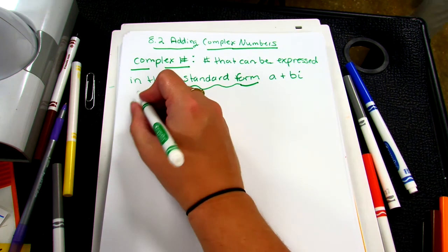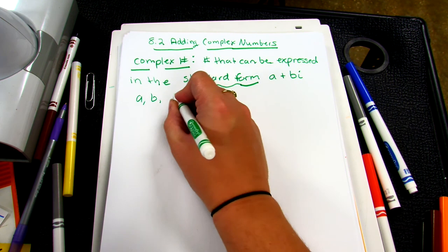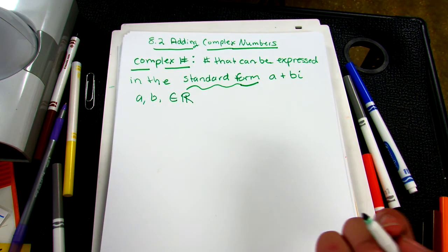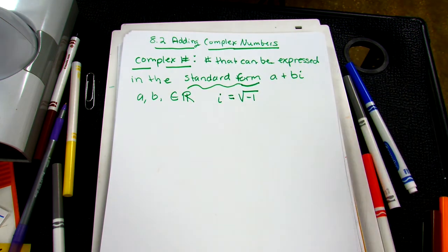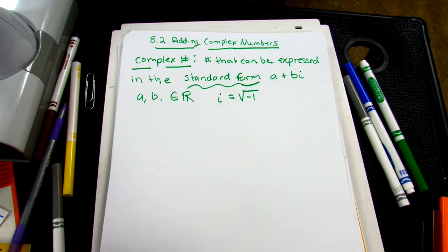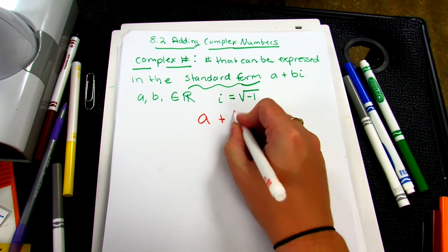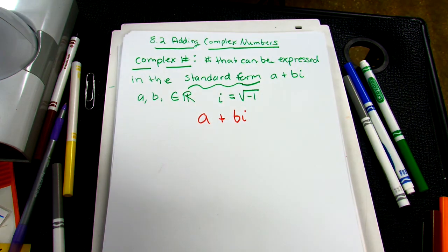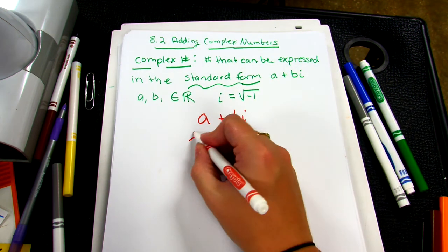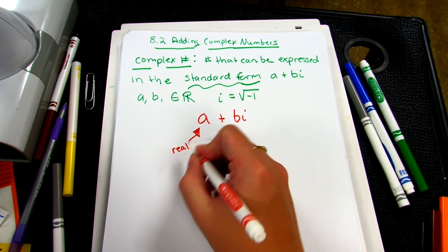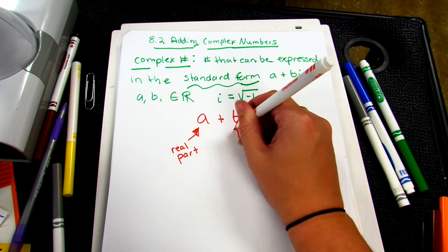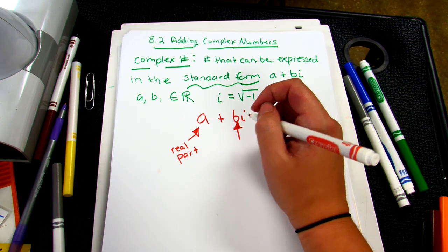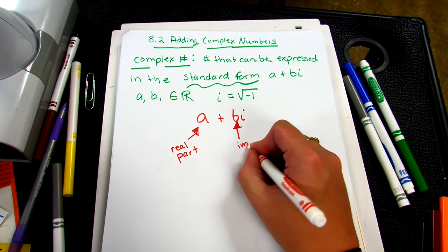Important to know is that the a and the b are part of the real number system, and also that the i is that imaginary number, square root of -1. So, in that standard form, a plus bi, we consider the a the real part of the complex number. And b, not bi, but just the b part, just the coefficient in front of i, is the imaginary part.